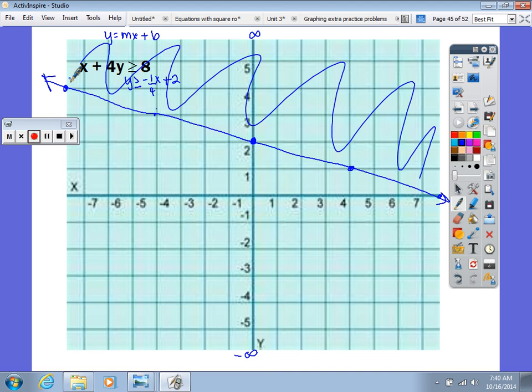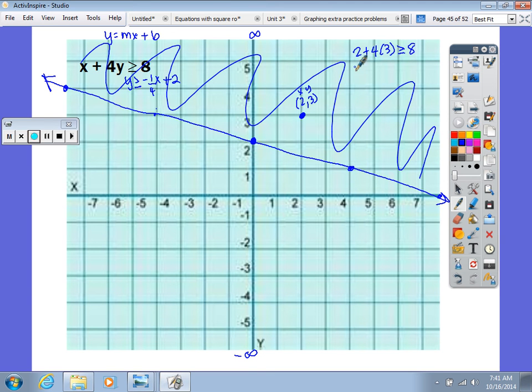And once again, if I wanted to check it, I could. And let's say I wanted to check it and use the point 2, 3. So this should be a true statement. So 2, 3, that's my x and that's my y. So I would have 2 plus 4 times 3 greater than or equal to 8. Notice I went ahead and I plugged this back into my original equation.